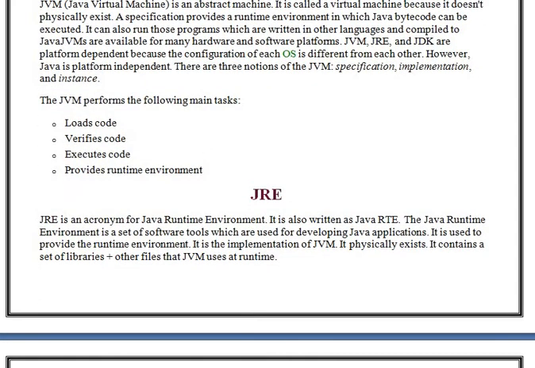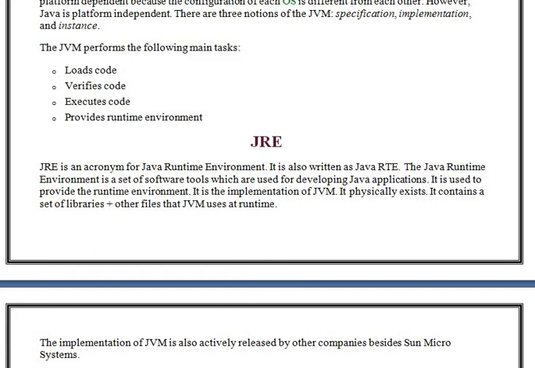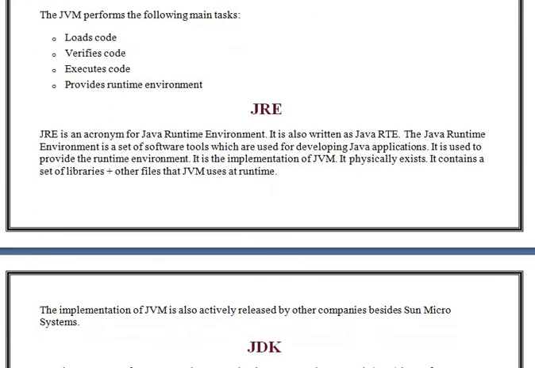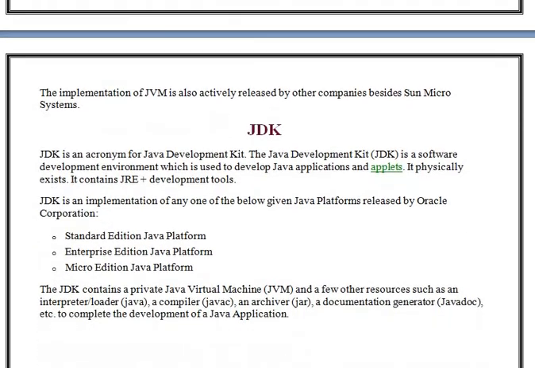Now comes the JRE. JRE is an acronym for Java Runtime Environment. It is also written as Java RTE. The Java Runtime Environment is a set of software tools which are used for running Java applications. It is used to provide the runtime environment. It is the implementation of JVM. It physically exists. It contains a set of libraries plus other files that the JVM uses at runtime. The implementation of JVM is also actively released by other companies besides Sun Microsystems.